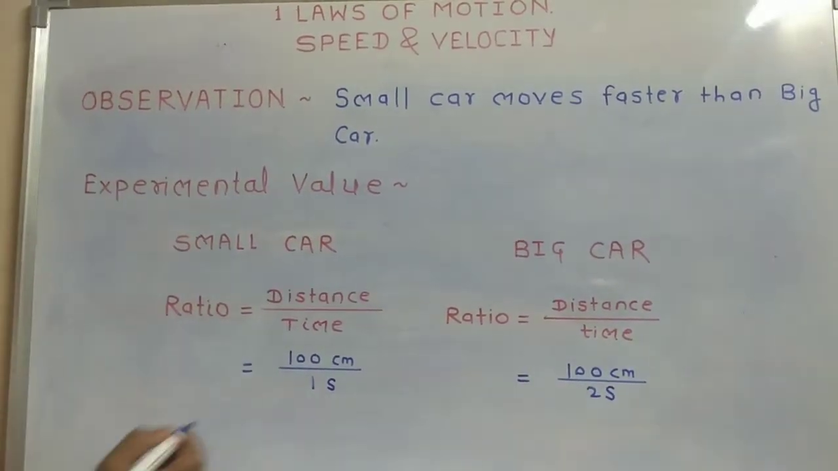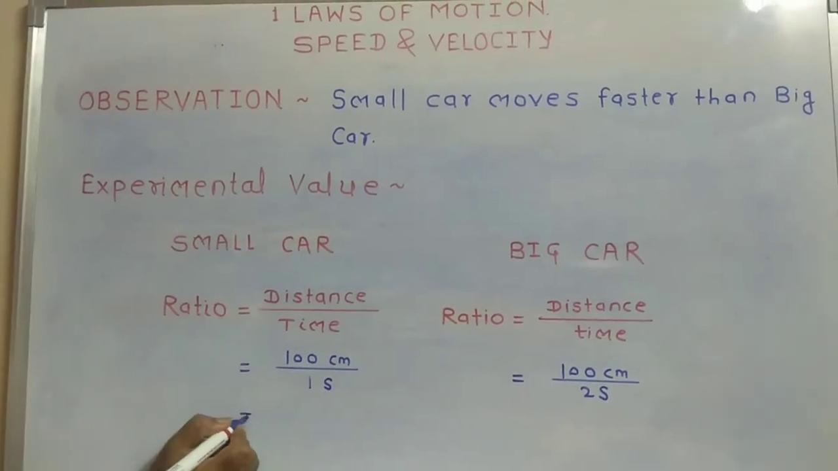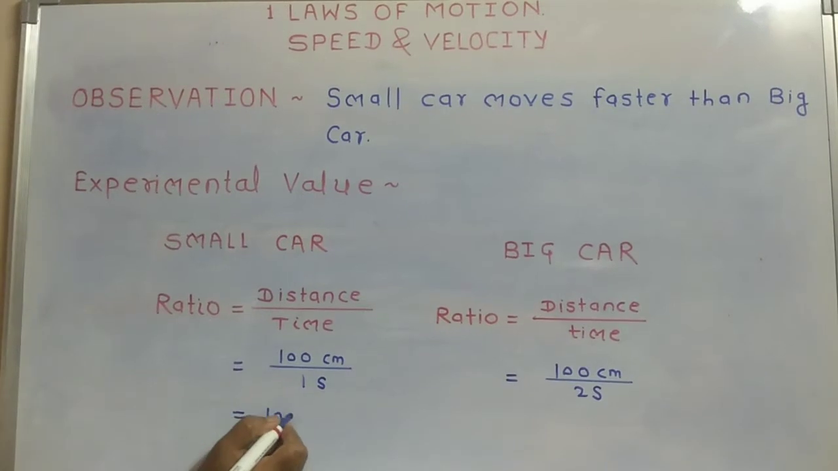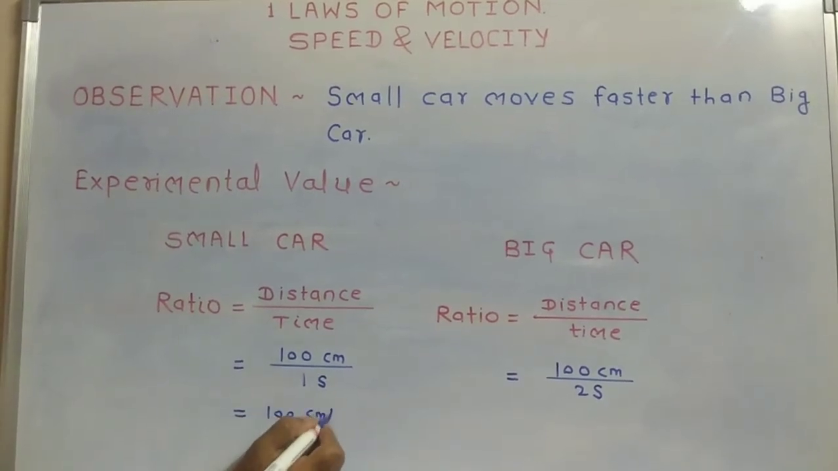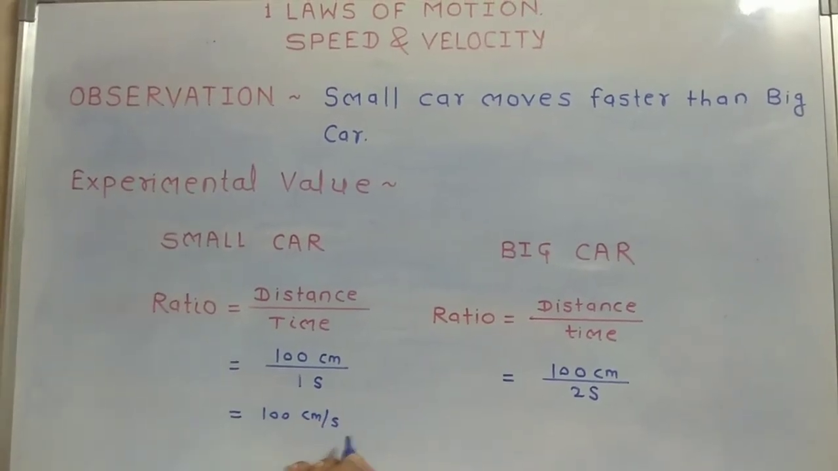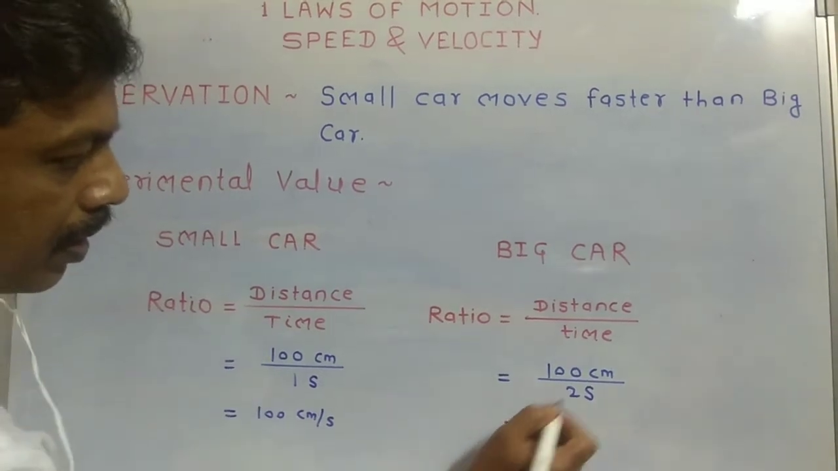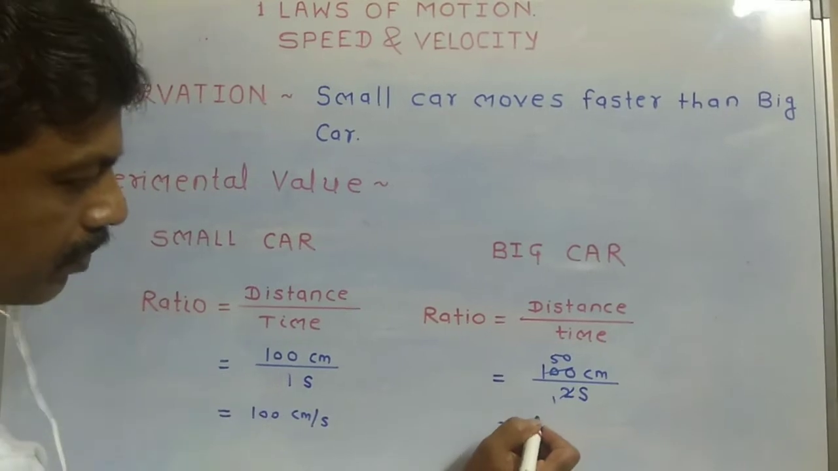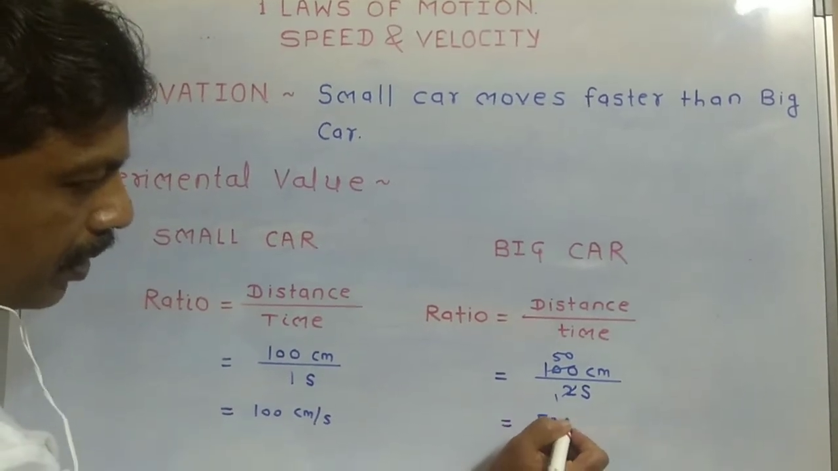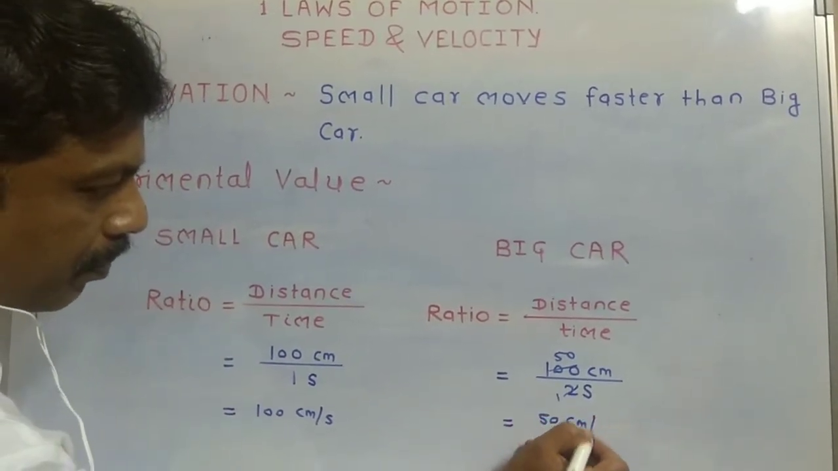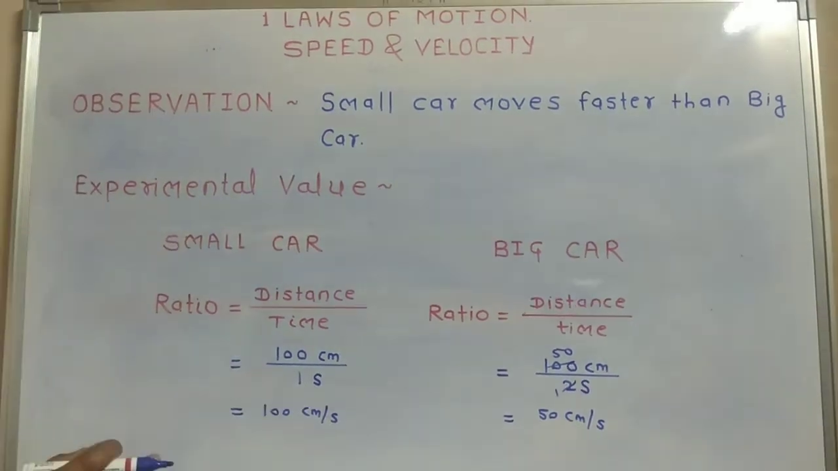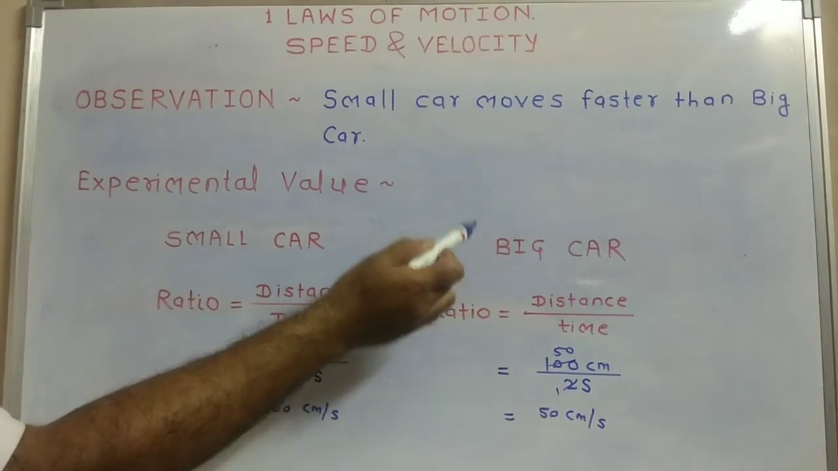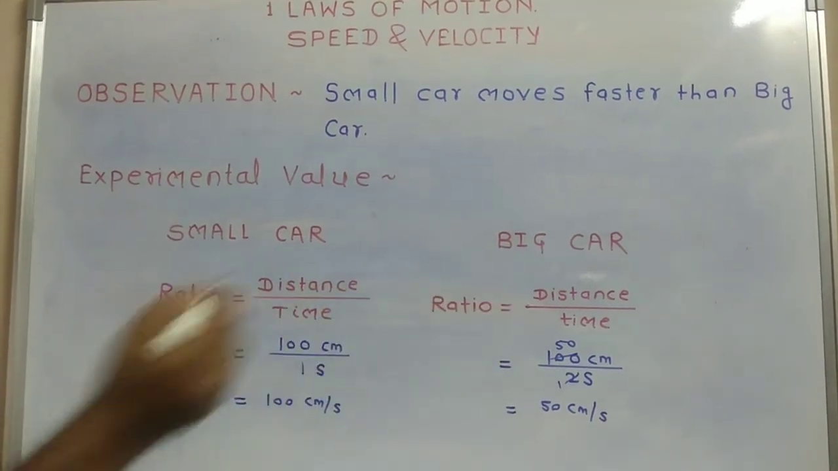And in the case of the big car, how many seconds does it come out to be? 2 seconds approximately. Therefore, when we find out the ratio, it comes out to 100 upon 1, which is equal to how much? 100 centimeter per second. And this one, 100 upon 2: 2 1s are 2, 2 5s are 10, 0. Therefore, it comes out to be 50 centimeter per second. It means that the small car is moving faster than the big car.